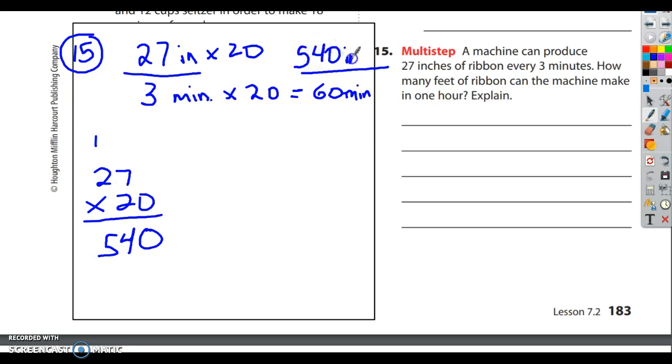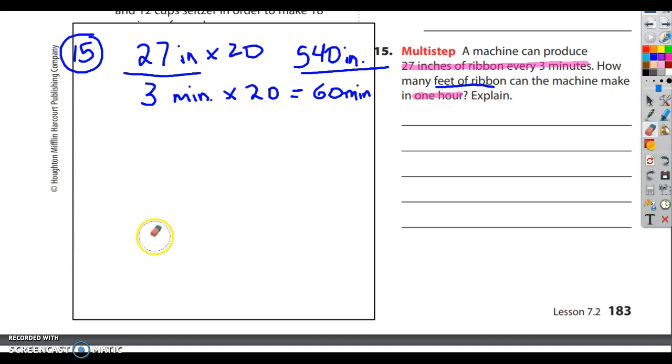540 inches. That's what it says right here. 27 inches for every 3 minutes. So if you multiply those numbers by 20, you get 540 inches for 60 minutes. And you think you're done. The only problem is this. It says how many feet of ribbon can the machine make. So what I need to do here is then recognize, this is why it's called multi-step. What I need to do is recognize here that 540 inches is not in feet.